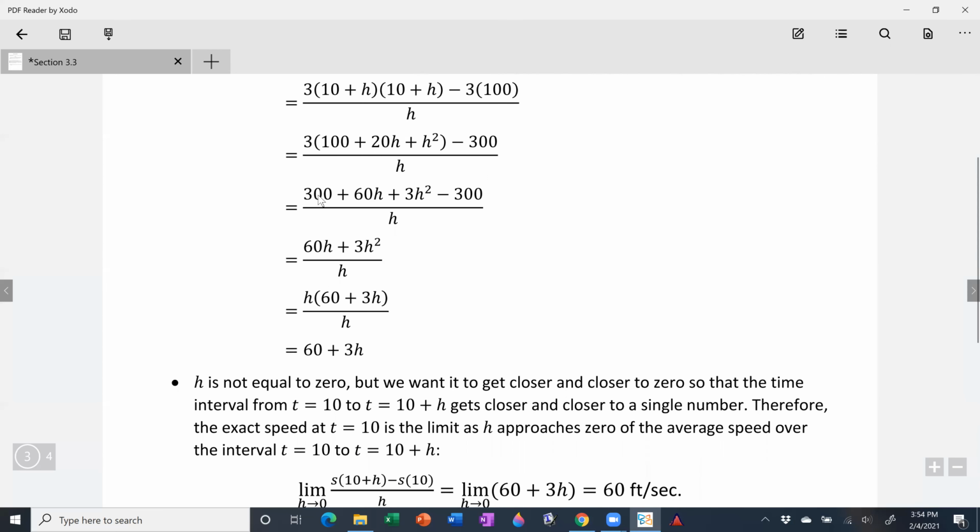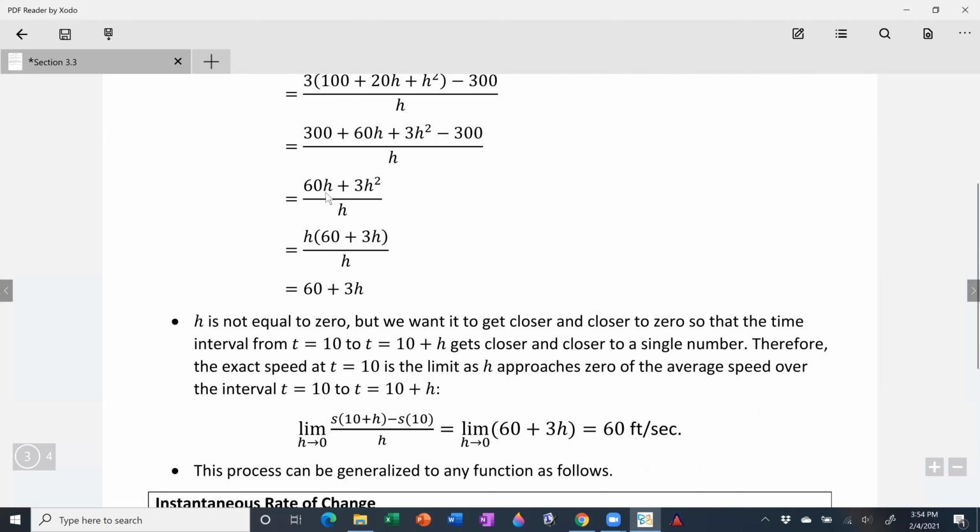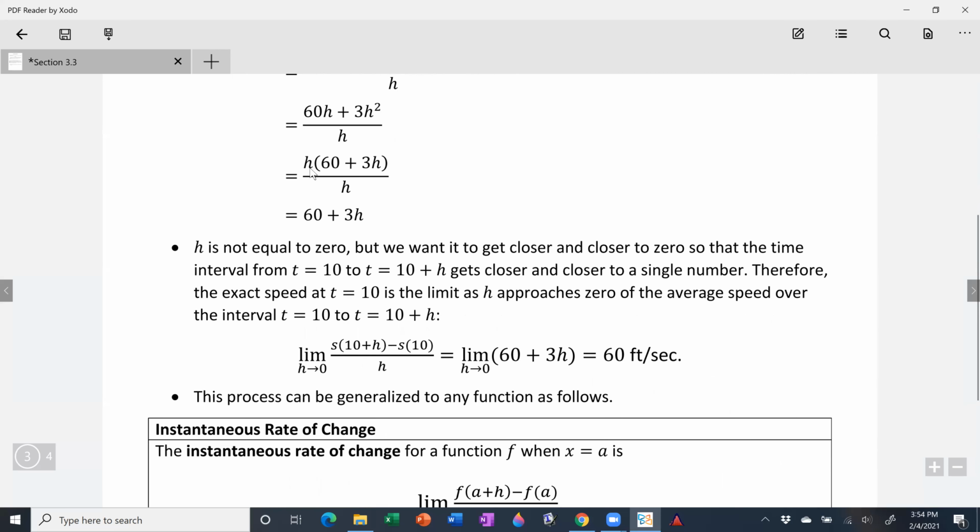Some nice cancellation happens here, 300 and minus 300, so those are gone. And so we're left with just 60h plus 3h squared on top. And then notice another nice thing is they have a GCF of h in the top, so we can factor out an h, and then we can cancel that h. And we're left with this 60 plus 3h result.